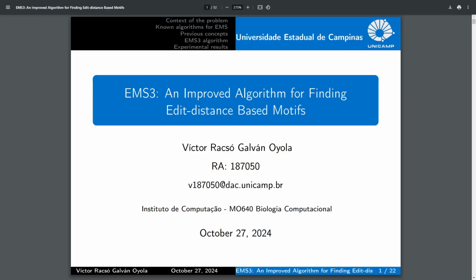Hello, I'm going to present the EMS3. It's an improved algorithm for finding edit distance-based motifs. This is the final project for the computational biology course of the Institute of Computing in the Universidade Estadual de Campinas. So let's start.